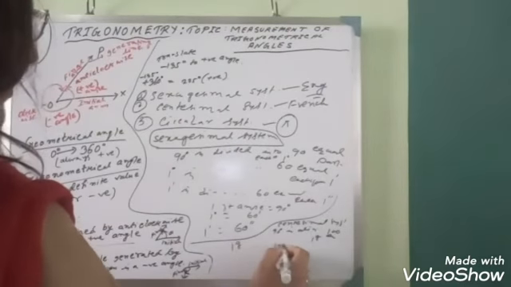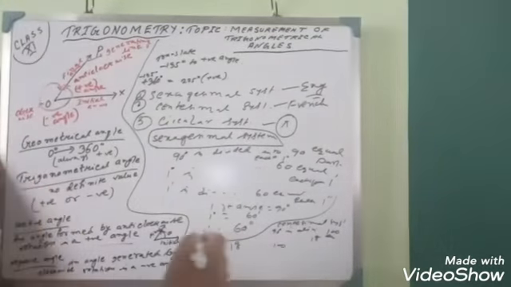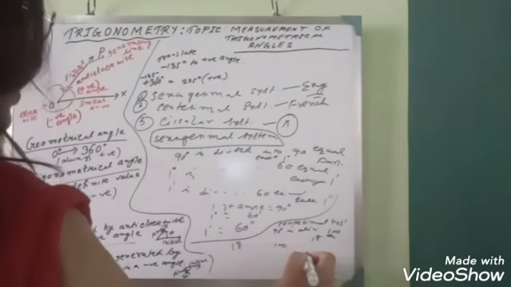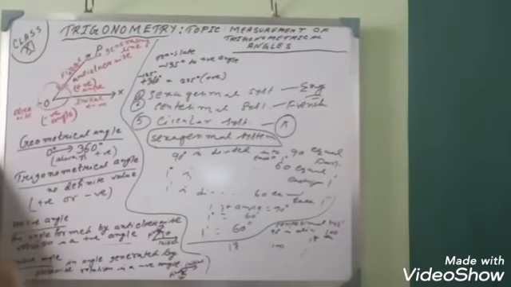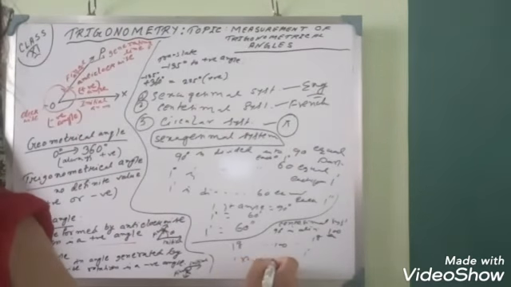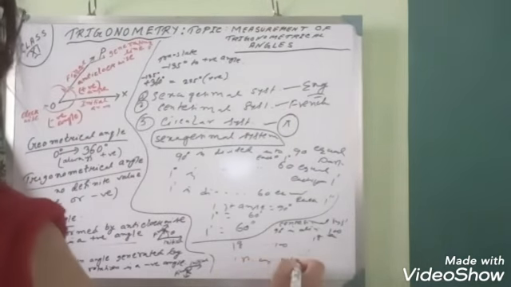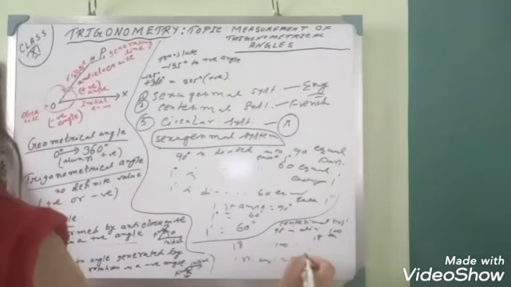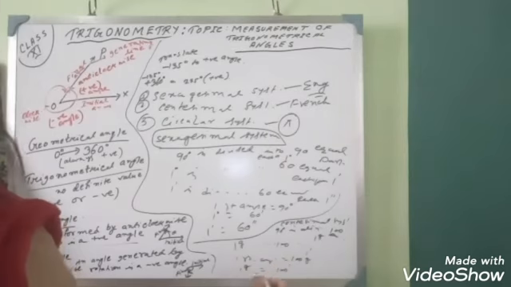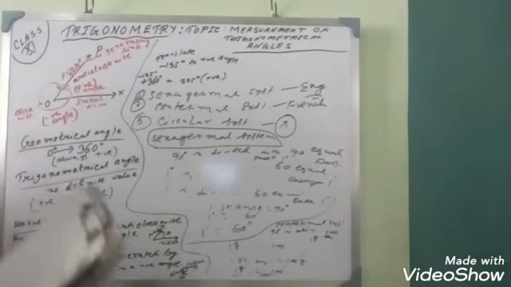Again, 1 grade is divided into 100 equal parts, and each such part is called a centesimal minute. So one right angle is equal to 100 grades, 1 grade is equal to 100 minutes, and 1 minute is equal to 100 seconds. This is the centesimal part.